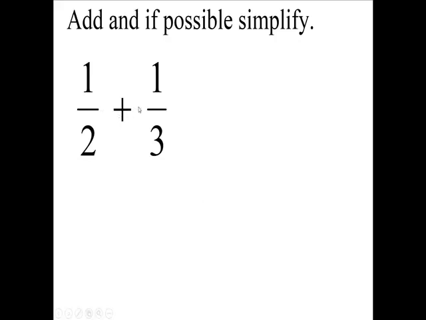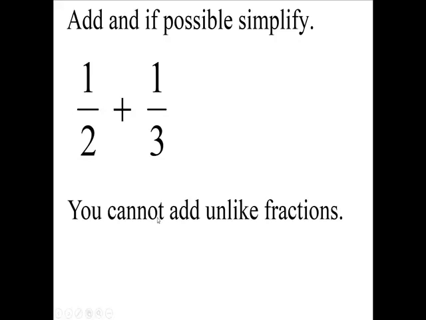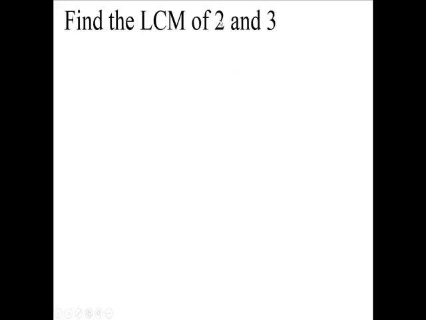So what I want are fractions that are like that I can add. I need two like fractions, and I need them to be equivalent to 1/2 and 1/3. Because you cannot add fractions that are not like, we have to have like fractions. So I need the least common multiple for 2 and 3. So that's my next job, is to find the least common multiple for 2 and 3.